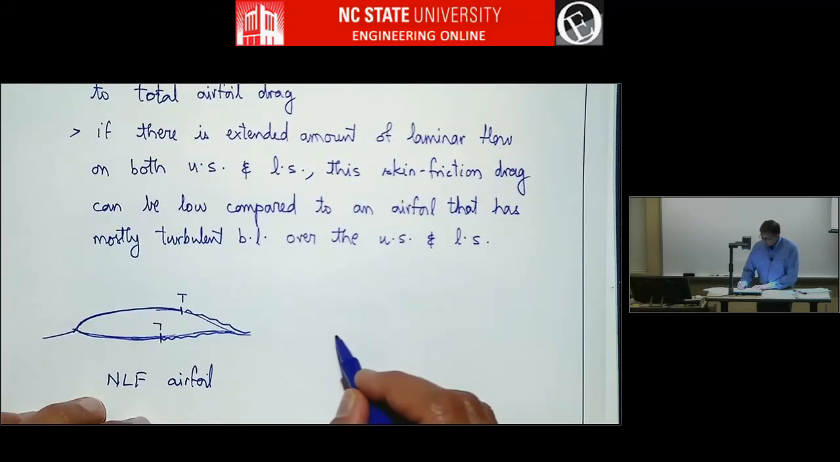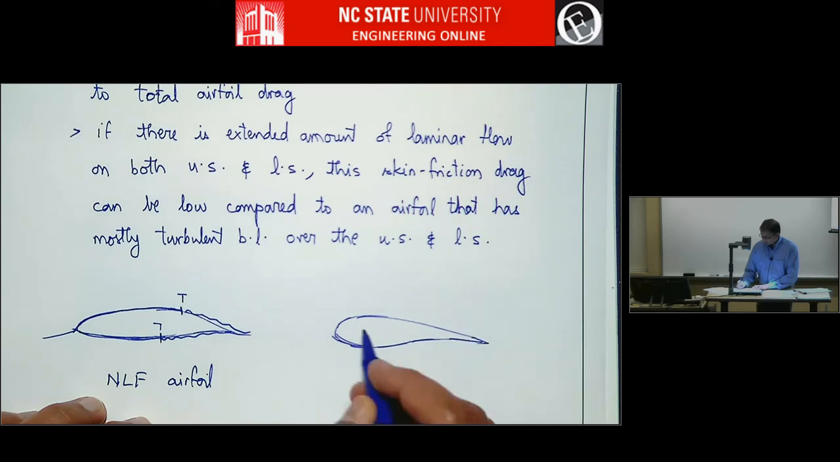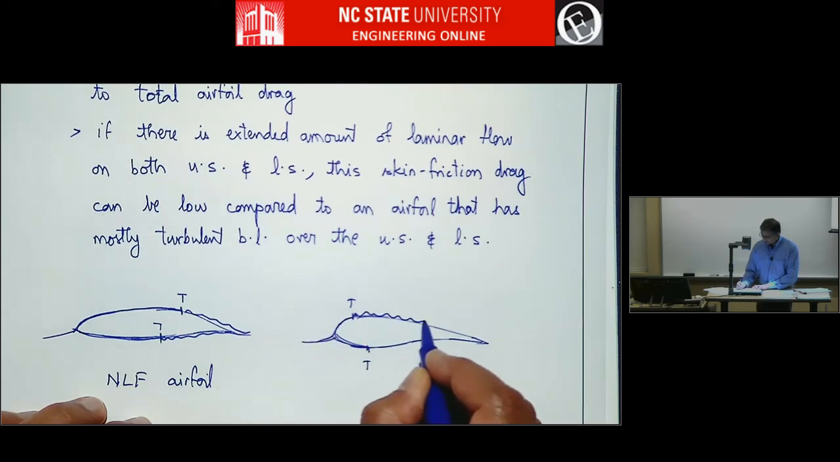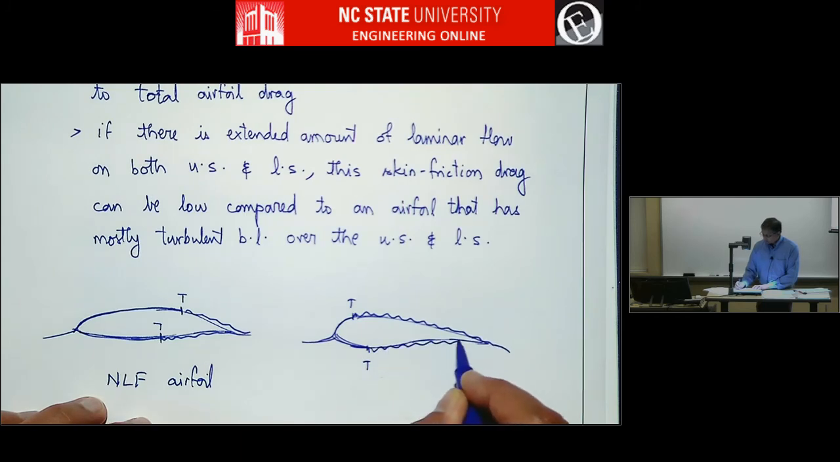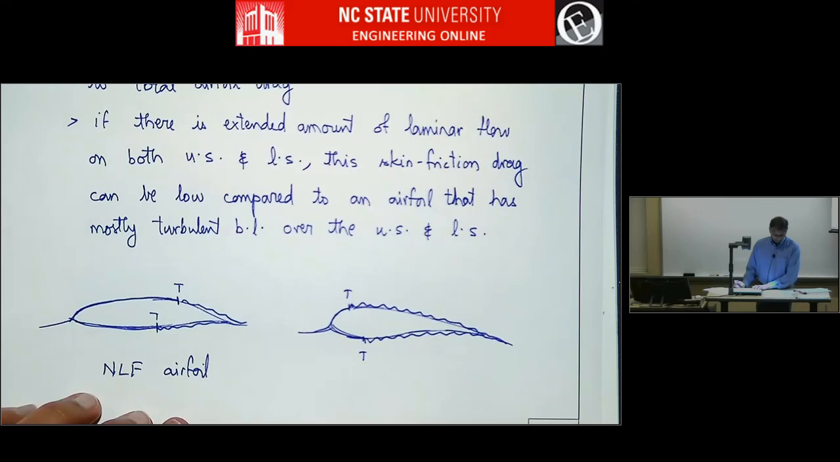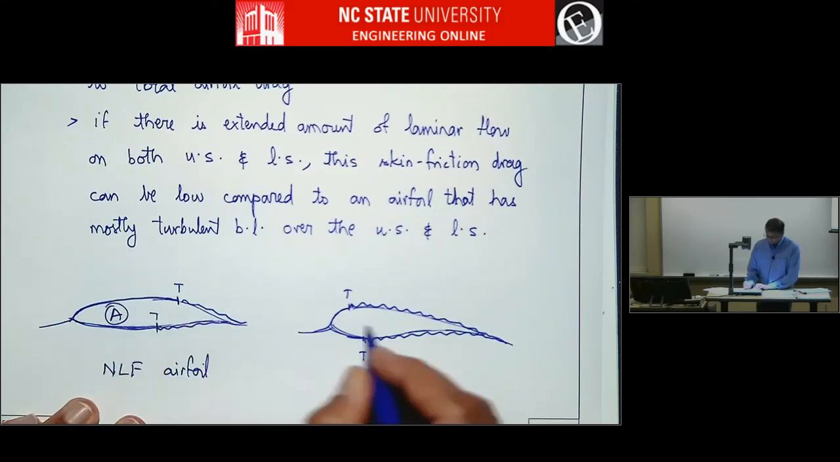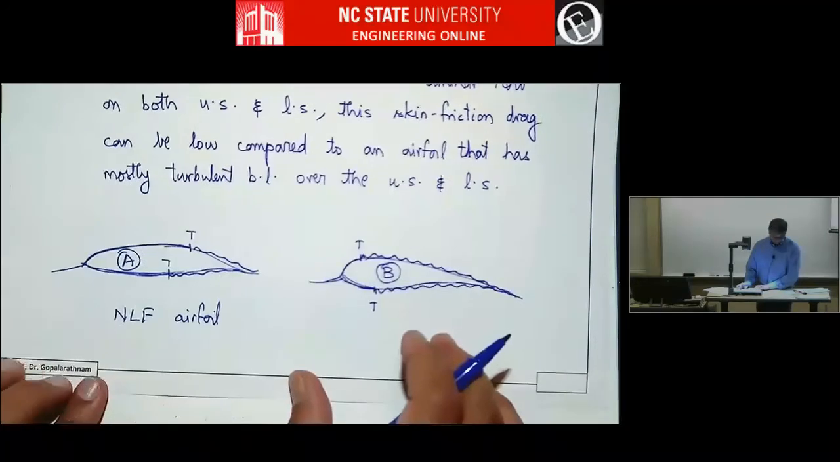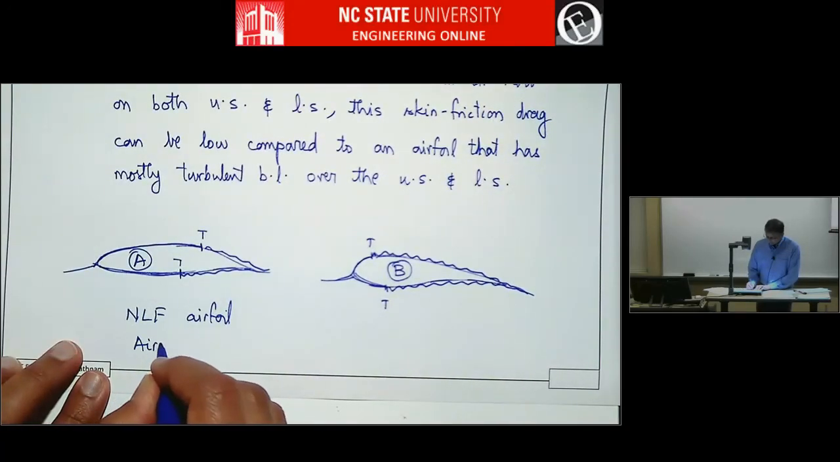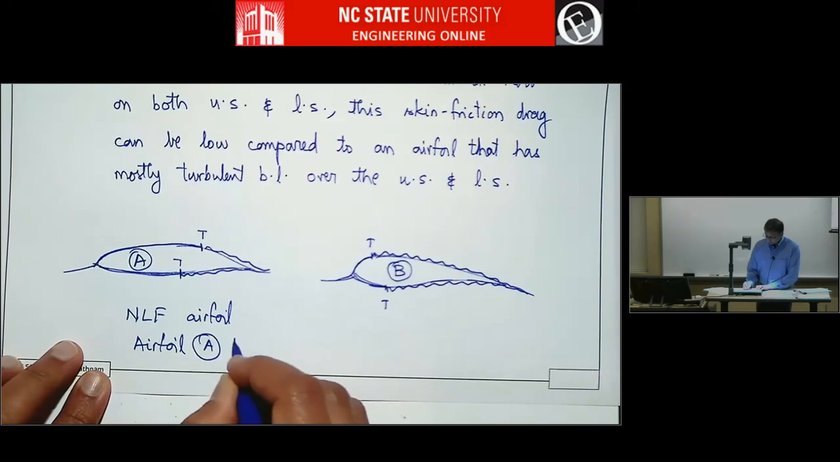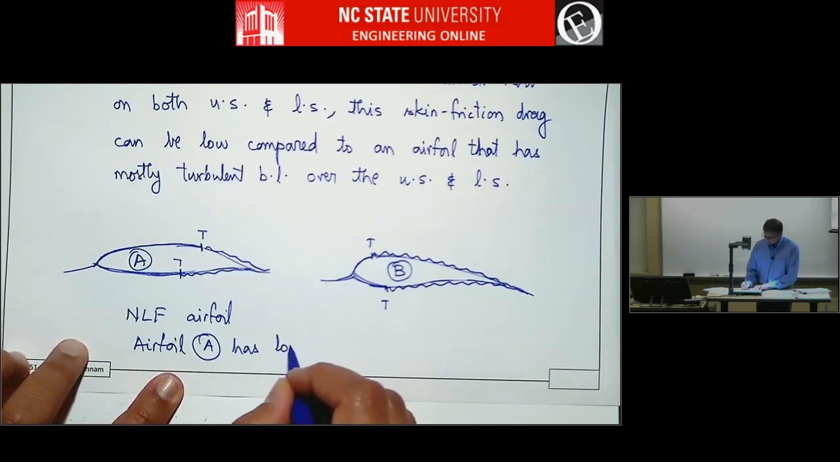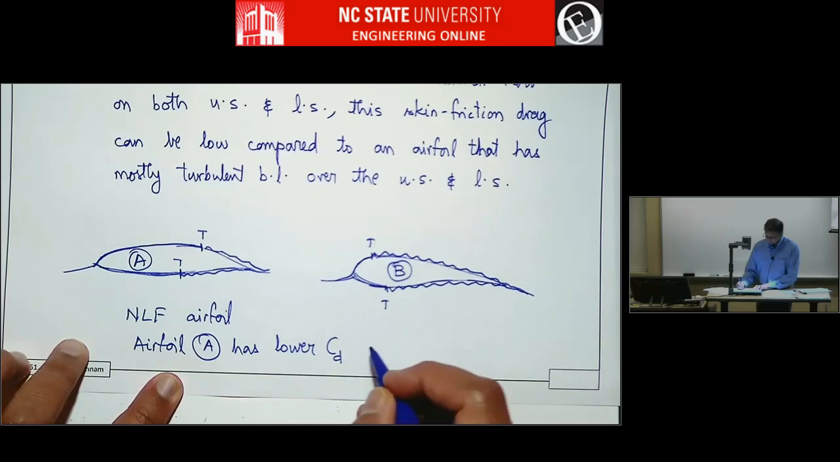In comparison, if you had designed an airfoil like this, and you can, there's nothing wrong except that you will have laminar flow only for a small distance near the leading edge, and then it's large area of turbulent flow. And we saw that turbulent boundary layer has more skin friction. So if this is airfoil A and this is airfoil B, airfoil A has lower CD, and that comes from lower skin friction drag than airfoil B.